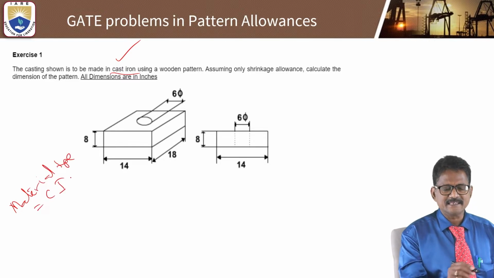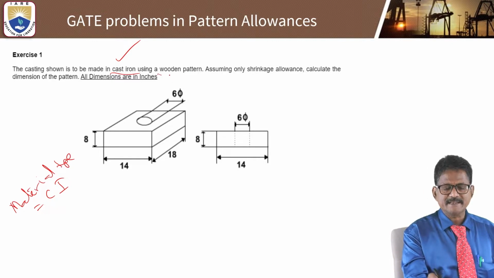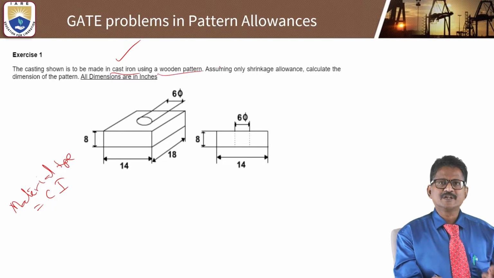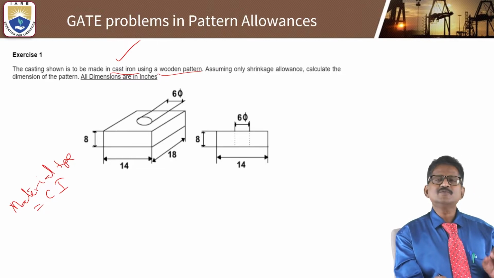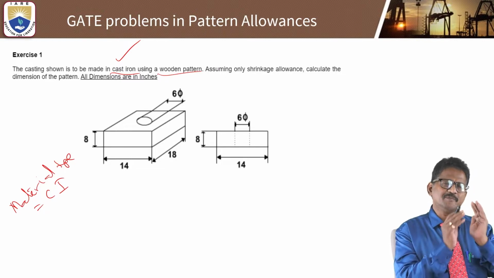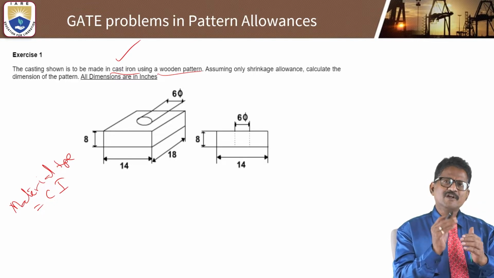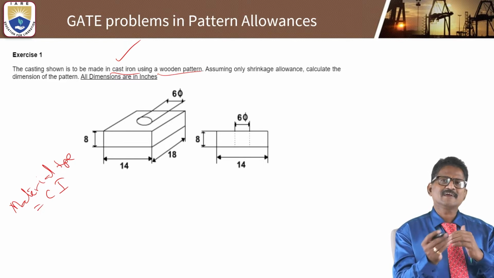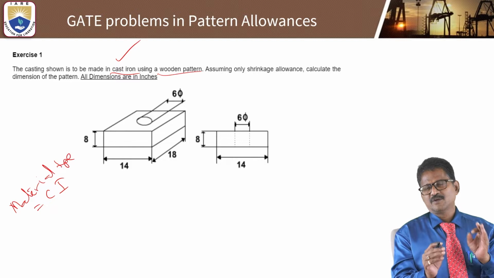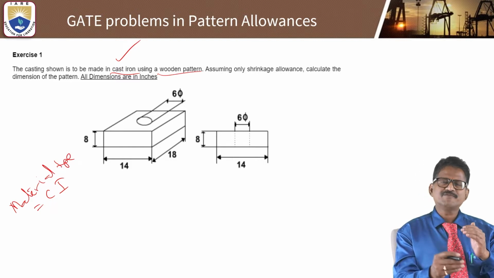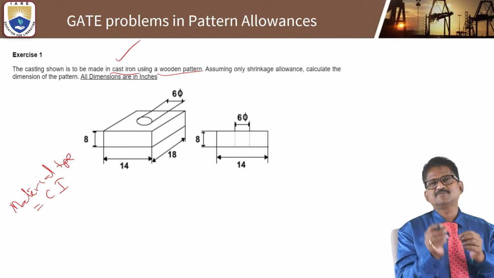Material type is cast iron. It is a wooden pattern. So this is also a wooden pattern and cast iron. Almost a wooden pattern can be used for a limited number of castings. When you want to produce more than 1 lakh castings, you need to have some metal pattern. With a wooden pattern, if you use it for 50,000 or 20,000 components, some maintenance should be done.